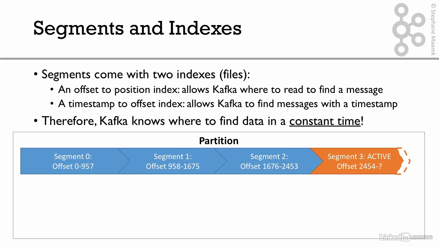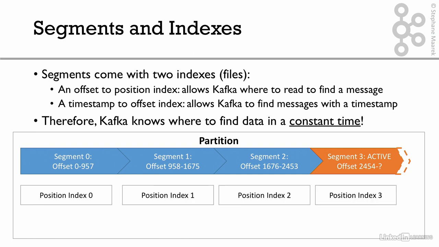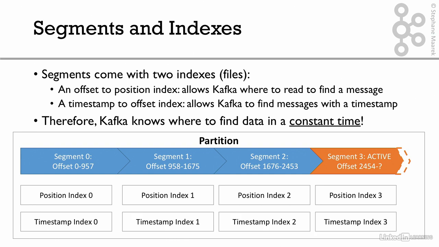Now, we have our segments and our partition. And as I said, we're going to have a position index 0 for the first segment 0, and so on: position index 1, position index 2, position index 3 for all the other segments. And we also have a timestamp index 0, etc. for all the files. So our segments are made of different indexes, etc.